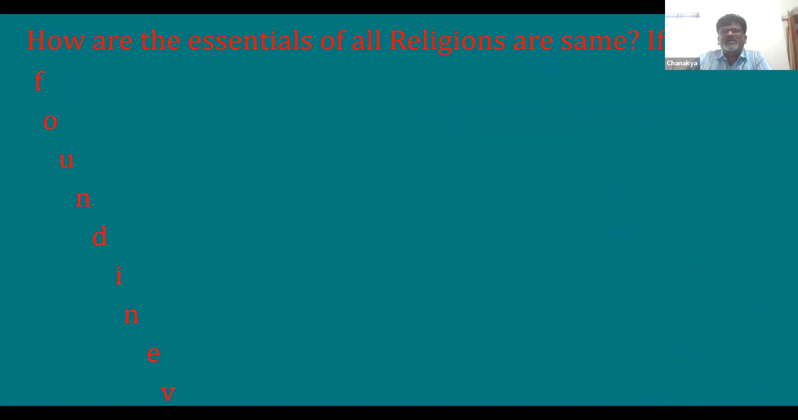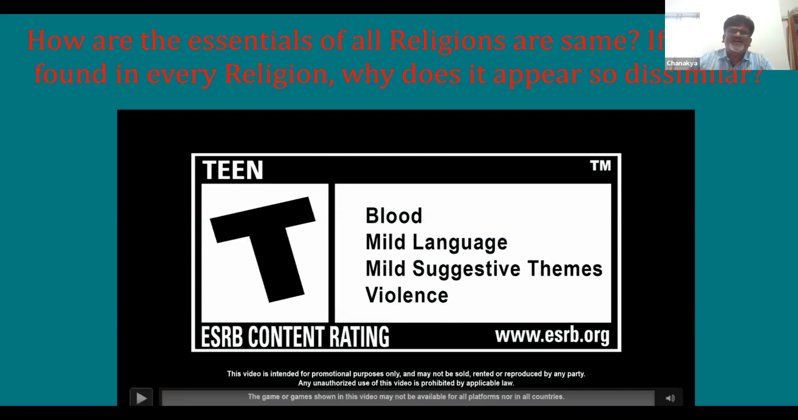Now, the next question that would come is, how are the essentials of religions the same? If truth is found in every religion, why does it appear so dissimilar? Yes, Baba, we said in the last one that truth is there. But why is it so dissimilar? Because I have an idea of truth, and I think that should be the perfect definition of the truth. But why is it always dissimilar? For that, look here. It's a beautiful thing.